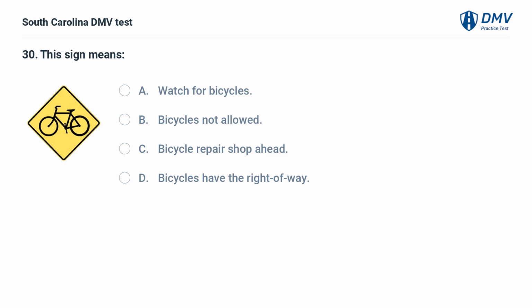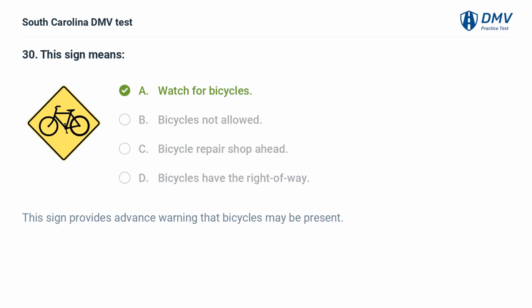This sign means A. Watch for bicycles. B. Bicycles not allowed. C. Bicycle repair shop ahead. D. Bicycles have the right of way. A. Watch for bicycles. This sign provides advance warning that bicycles may be present.